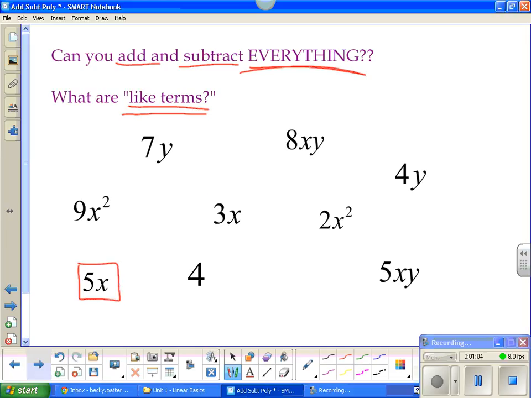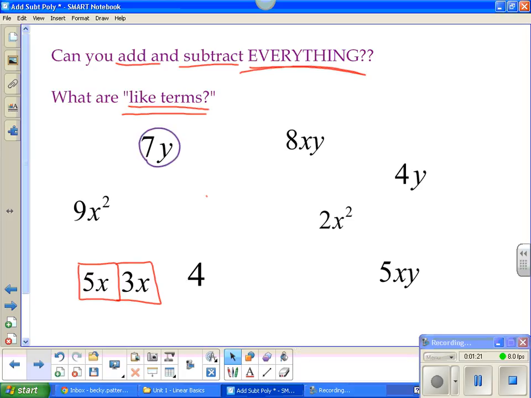his like term is the 3x. They are like terms. I could add them or subtract them. If I looked at the 7y, his like term is the 4y. I could add or subtract them together.